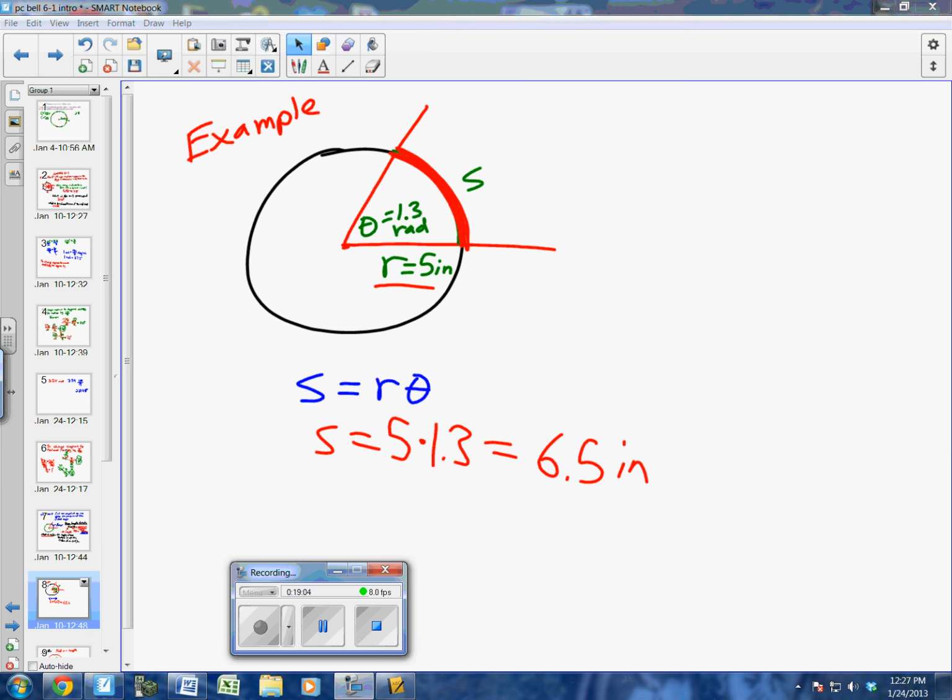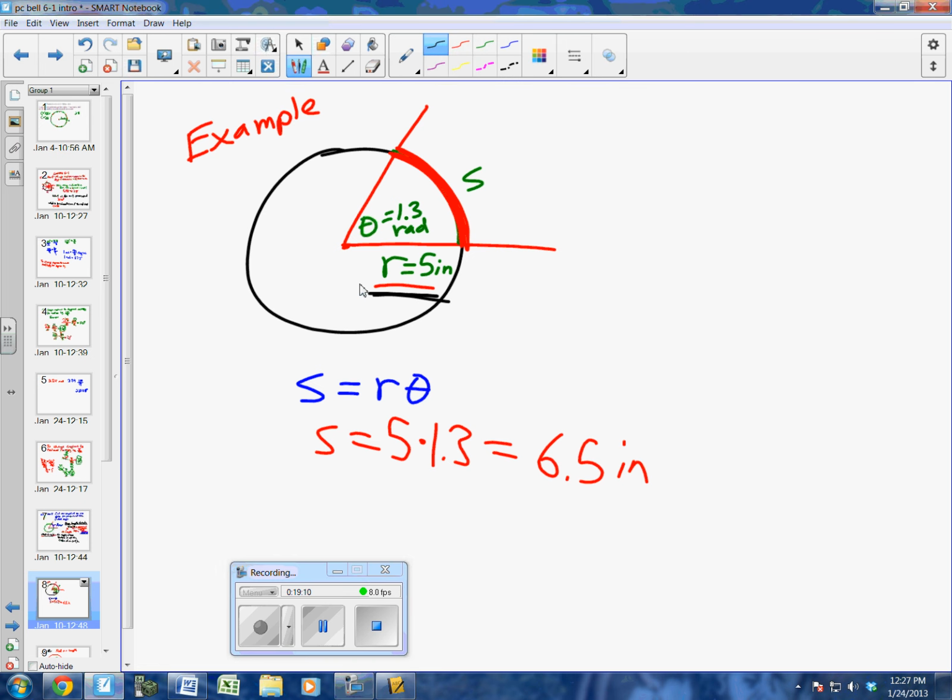Okay. Example, radius is 5, and the angle is 1.3 in radians, and we multiply them, and we get 6.5 inches.